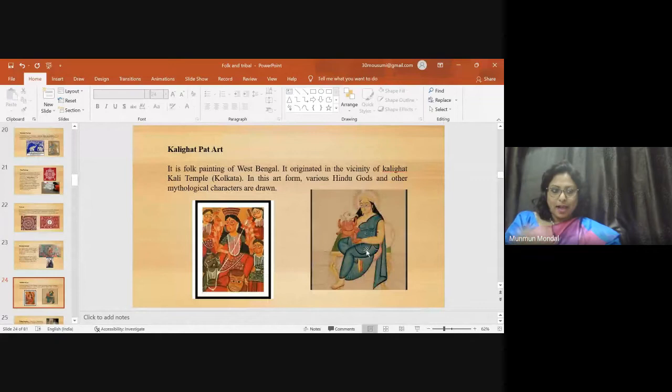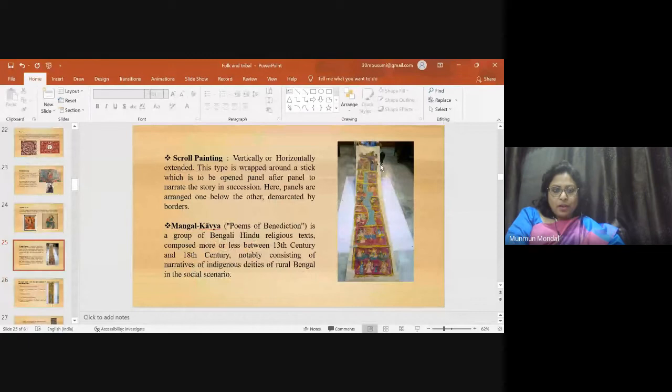Mistakenly I have placed this slide a little later, but I will go back to the earlier slides once I complete this part. So this is Bengal Pattachitra. See the difference of Bengal Pattachitra. This is Bengal Pattachitra, which can be of two types, Kalighat painting and scroll painting.